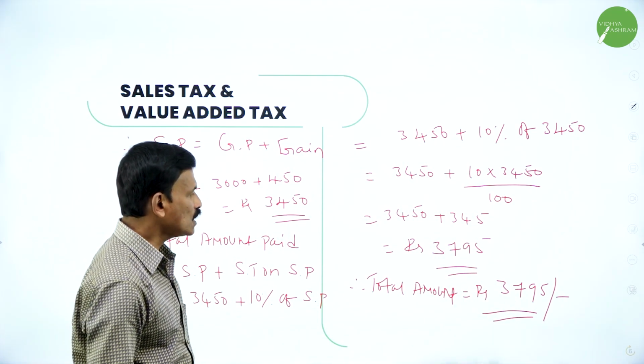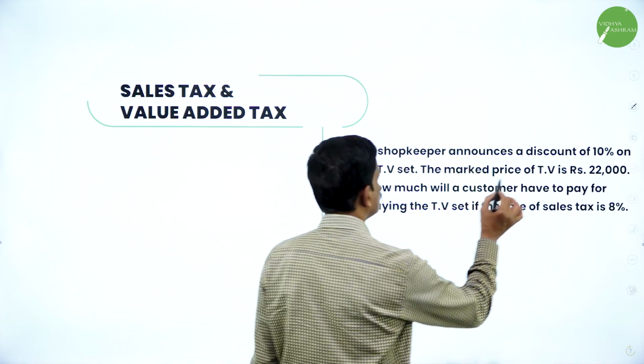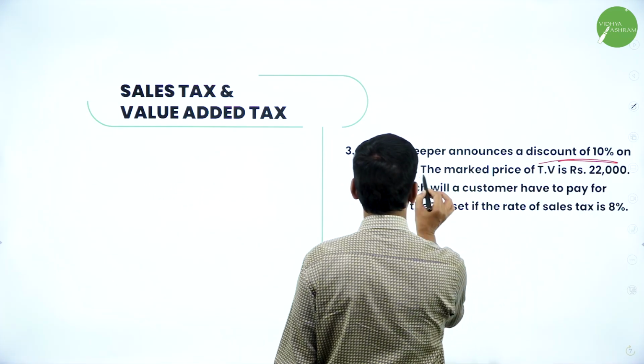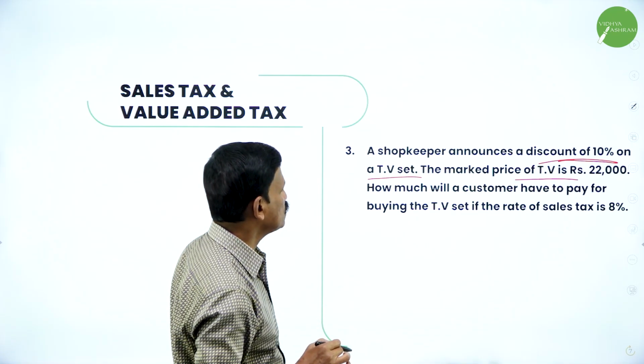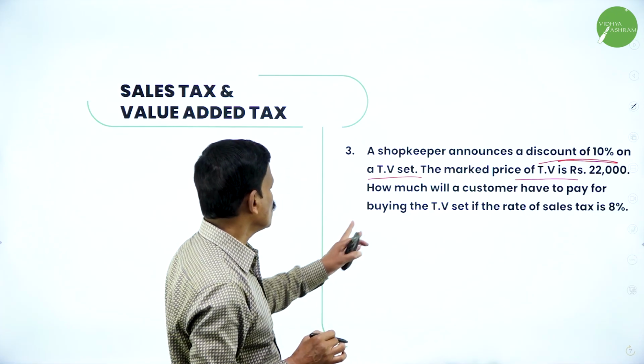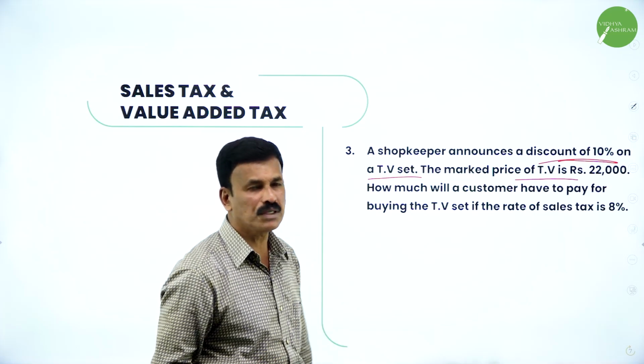3,795. That's it. Now move on to the next problem. A shopkeeper announces a discount of 10% on a TV set. The market price of the TV is 22,000. How much will a customer have to pay for buying the TV set if the rate of sales tax is 8%? Same as that of the previous problem.